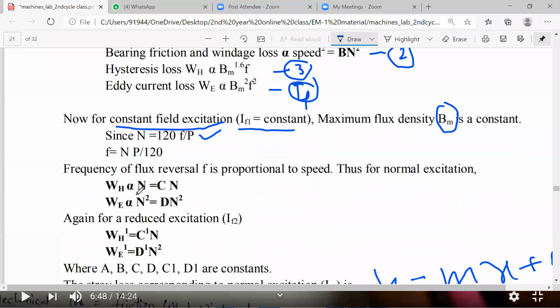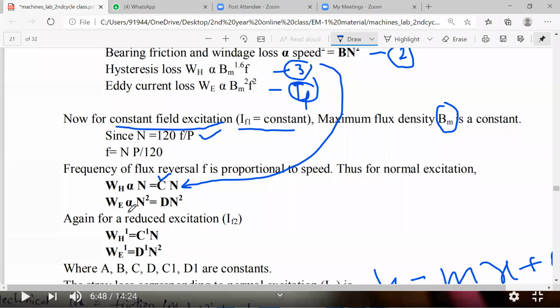Therefore WH is proportional to F, from equation 3, where F is proportional to N. So WH is proportional to N. If you remove the proportionality, some constant is there. A, B, C, D, four constants we have. C is the third constant into N.